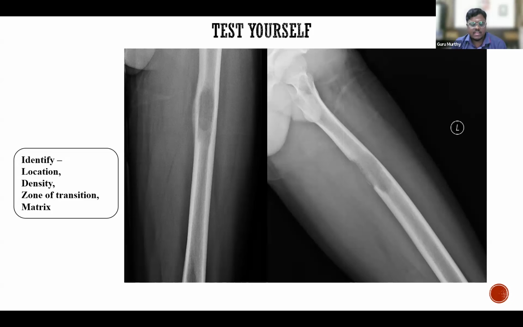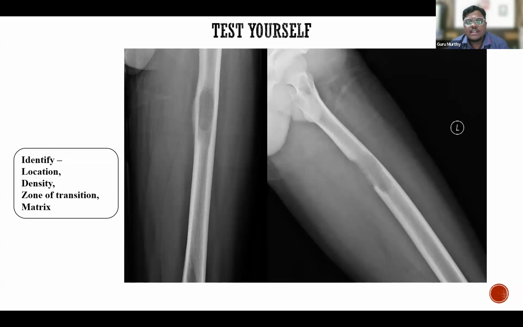Yes, we have started getting the answers. Good, most of you have answered it correctly. Some are confused with the zone of transition. So we'll discuss this radiograph. So as I said, I will be repeating it so that it gets reinforced.